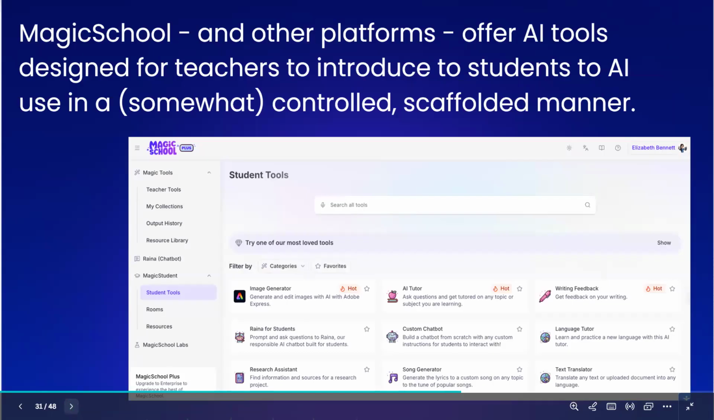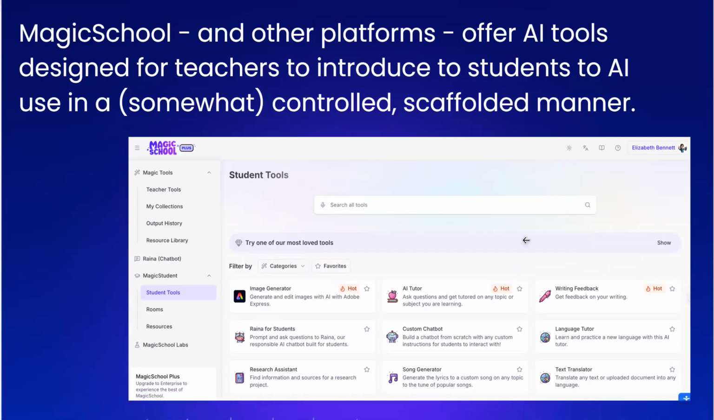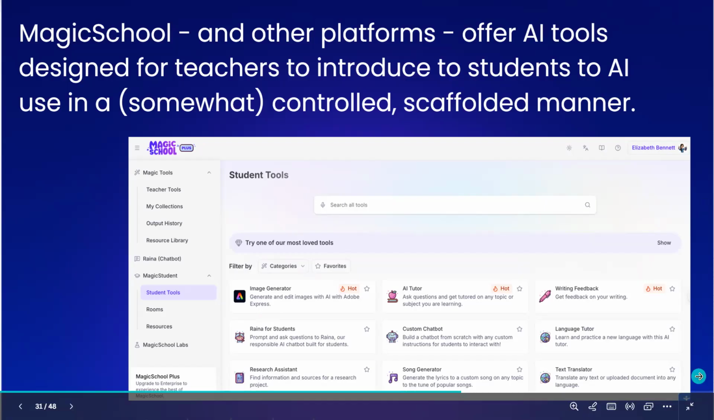Also, since we talked about Magic School last week, I wanted to point out Magic School, and there are other platforms as well. But Magic School has a whole section called Magic Student, which is tools designed for students. You can't really control it, honestly, but in a somewhat more controlled or scaffolded way, if you want to roll out specific AI tools for your learners, and really do teaching about how to use these tools effectively. We can go to the next slide.